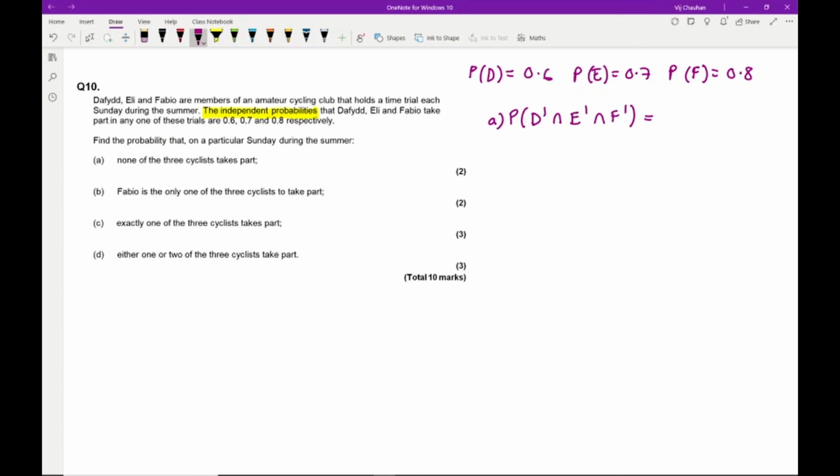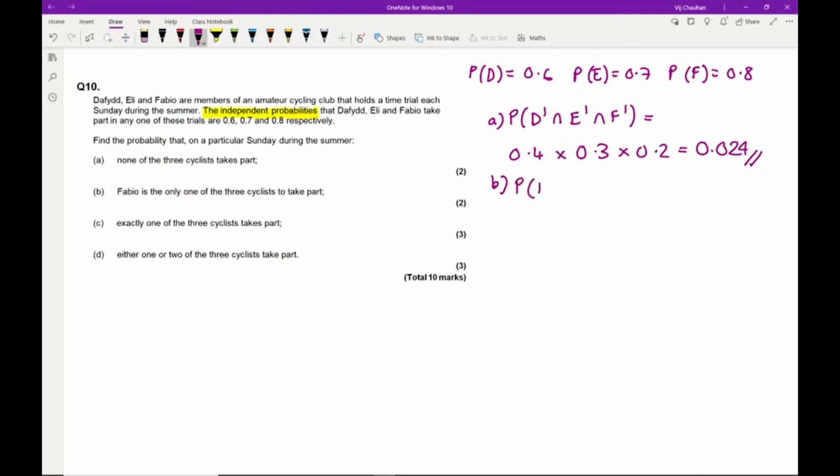So the probability that David doesn't take part is going to be 0.4, times Eli not taking part, which is 0.3, times Fabio not taking part, which is 0.2, and if I type that all into my calculator, I get an answer of 0.024.